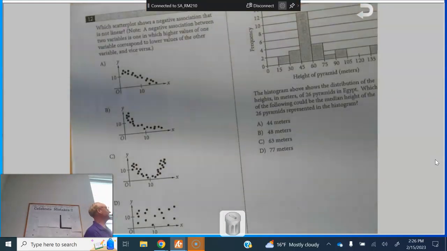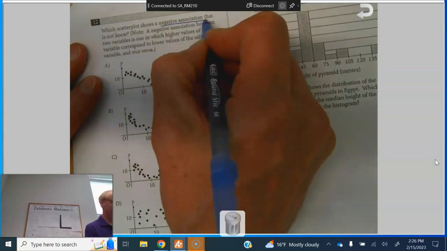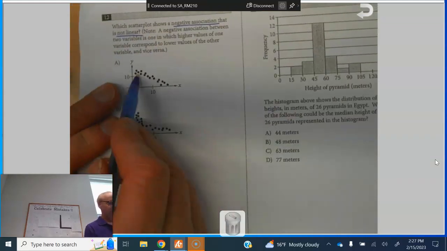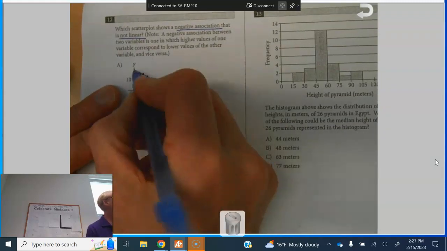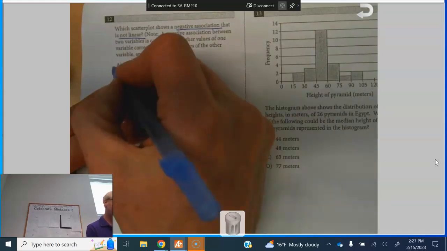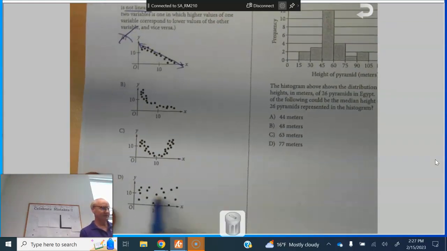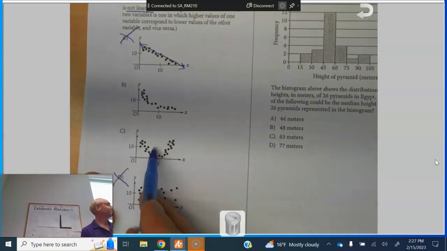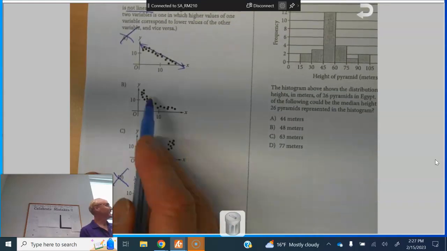Number 12 is probably the second easiest problem on the test. It says, which of the scatter plots shows a negative association that is not linear? Isn't A a negative association? It's going down. Is it linear? Looks pretty linear to me. D doesn't look like it has any association at all. C is not linear. C is a parabola, isn't it? But they want it to be a negative association.